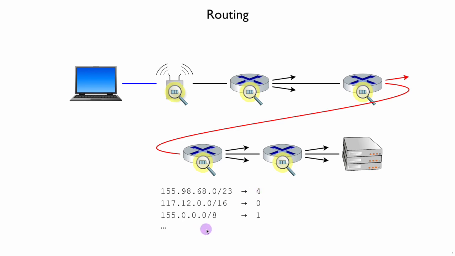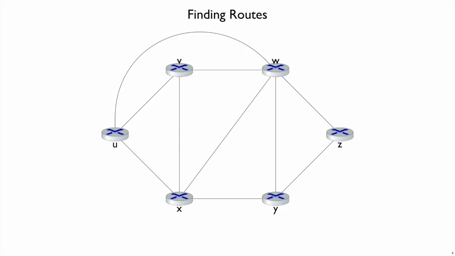But where does this table come from? How does it get configured? And how do we deal with the fact that the internet is always changing? Hosts appear and disappear, whole subnets appear and disappear, and connections between different networks appear and disappear. This is going to turn out to be mostly a refresher and dive into some algorithms on graphs.